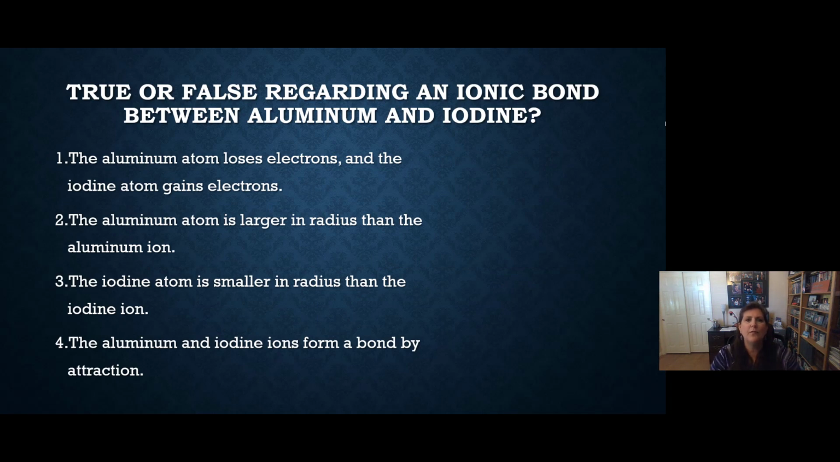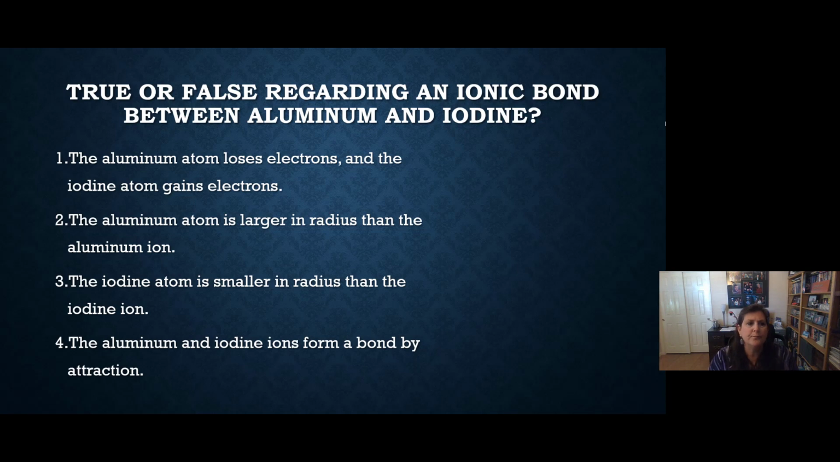So now we're ready for some true-false questions regarding an ionic bond between aluminum and iodine. Aluminum is in column 3, the plus 3 column. Iodine is a halogen. It's in the -1 column. So let's think about these, aluminum and iodine. Number 1, the aluminum atom will lose electrons and the iodine will gain electrons. True or false? True. Metals lose, nonmetals gain.